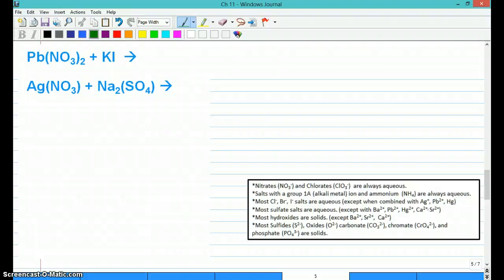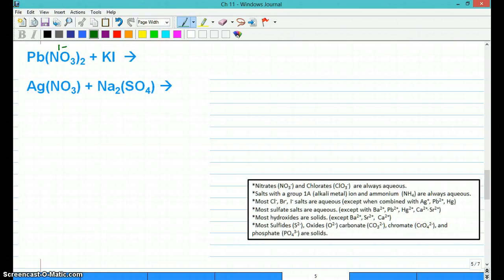Two lessons ago, we learned about double replacement reactions. Now we're going to take it one step further and look at net ionic equations. These are the same exact equations that we had before. I'm going to really quickly just review double replacement reactions again.